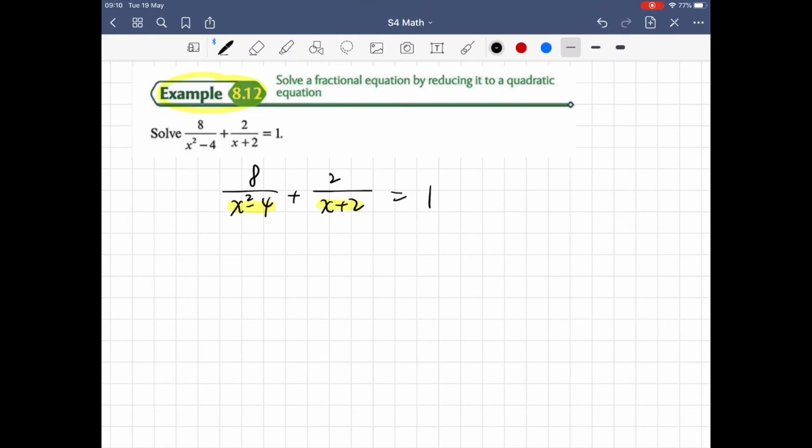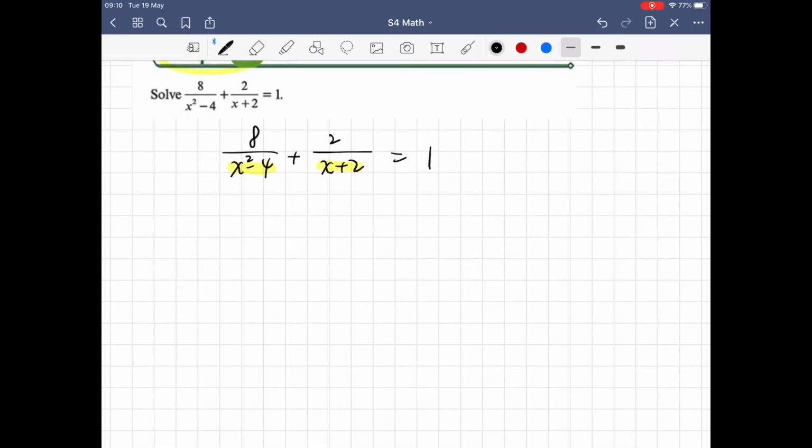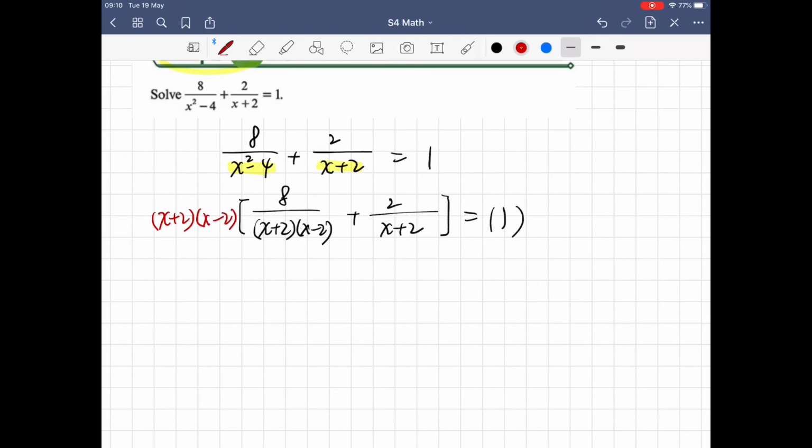So therefore, we have to multiply both sides by the common multiple. But before we do this, we have to factorize x squared minus 4 first. And we will have 8 over x plus 2 times x minus 2, plus 2 over x plus 2, equals 1. Then we can multiply both sides by the common multiple, and the answer is x plus 2 times x minus 2.